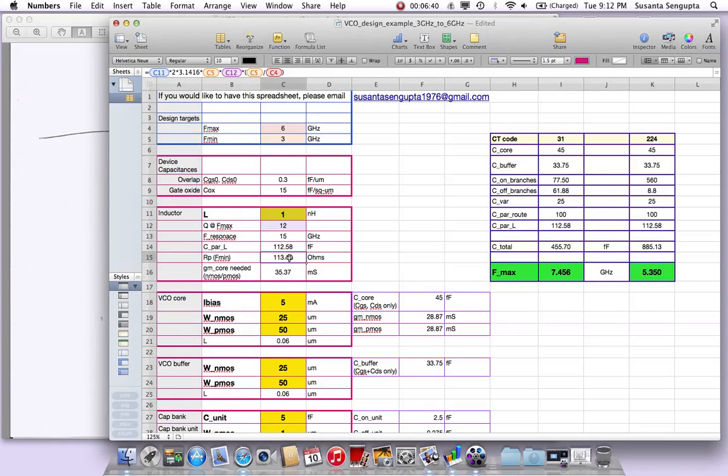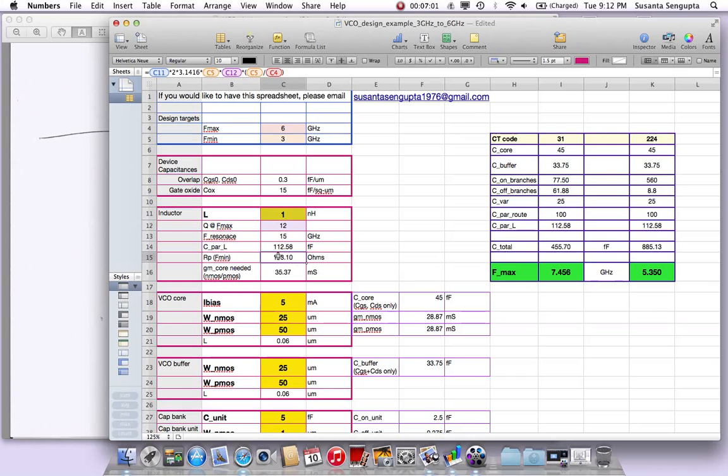So based on this simple calculation, I'm using a value of Q of 6 at 3 gigahertz. But in reality, you will have a better Q than that, so your RP will be higher than that. But based on that, I'm calculating that this could be the worst case, pessimistic losses of the inductor. So I have to calculate the GM to overcome these losses.